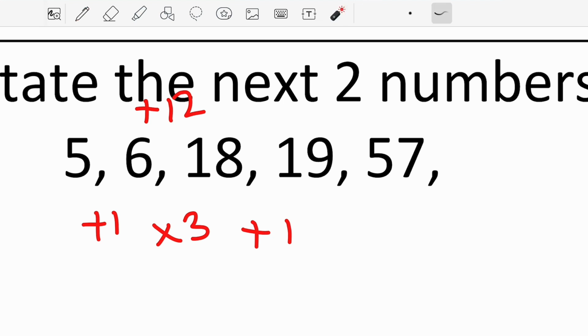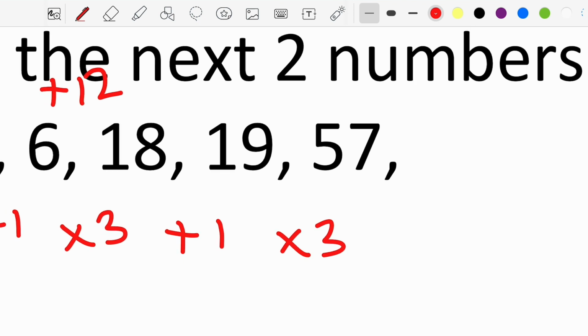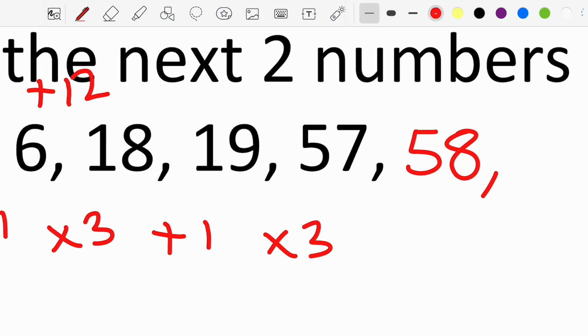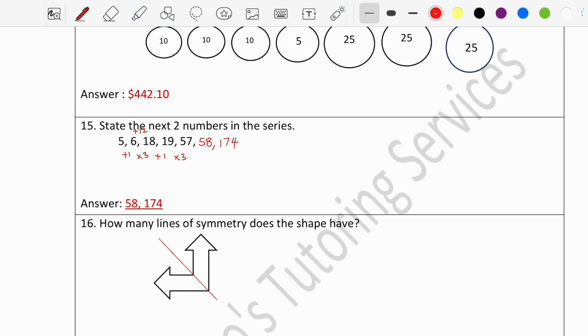And then how do you go from 19 to 57? Would we add 12 again? If we add 12, we'll get 31, so that can't be it. But if we multiply by 3, 19 times 3 is 57. So this is the pattern here. Add 1, multiply by 3. Add 1, then multiply by 3. So we will continue that pattern. We will add 1, that will give us 58. And then we will multiply 58 times 3, which will give us 174. Right, so that is your answer.